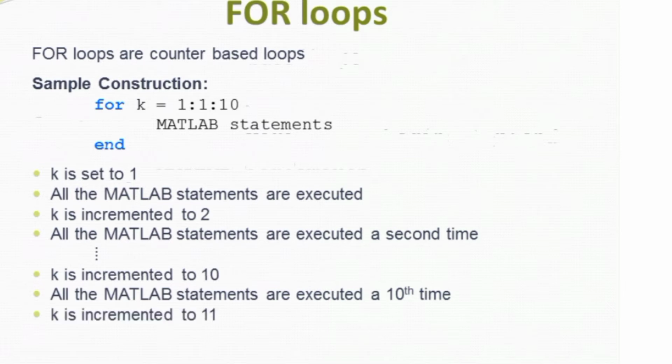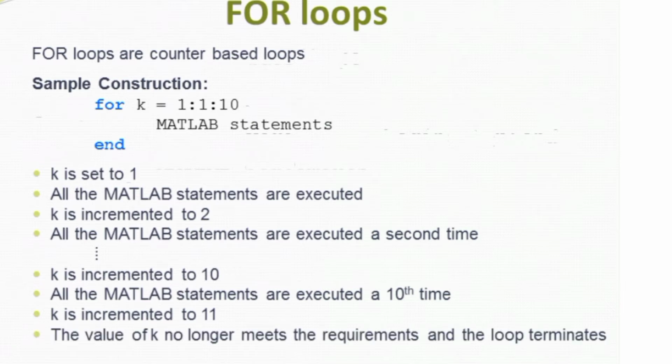At this point, k would be incremented to 11. Right? 11 is outside the range of values that we specified. So at this point, then, we would stop the loop from executing, and it would move on then with the rest of the program. Okay, so our loop control variable k starts out at our initial value, ends at our final value, and the Matlab statements get repeated each time we change that value of k.